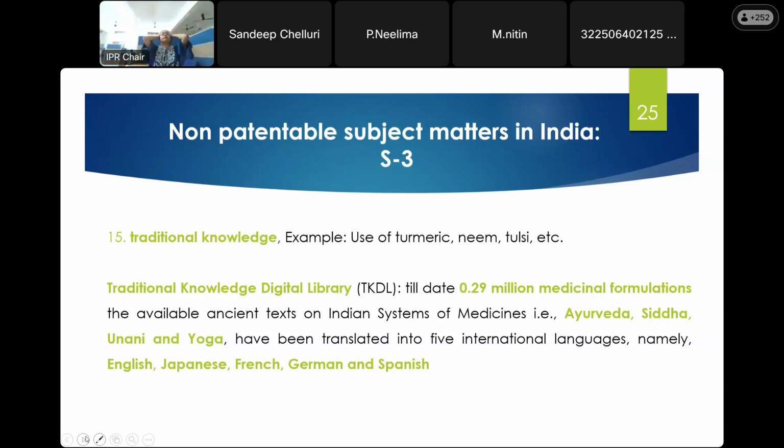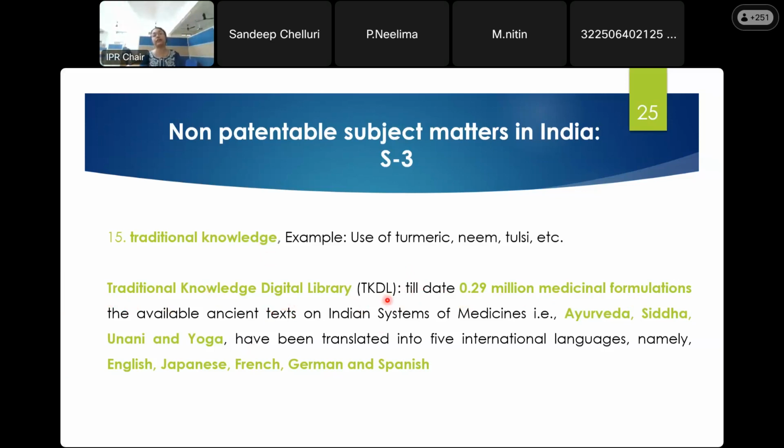Because at that time they were not aware that in India there is a traditional knowledge. It is a common traditional knowledge in India. Everybody in India knows about it. They didn't know about it. So what we had to do, in India, along with CSIR, we made one Traditional Knowledge Digital Library. There we have kept all our ancient data. Almost 0.3 million medicinal formulations are available in that TKDL.